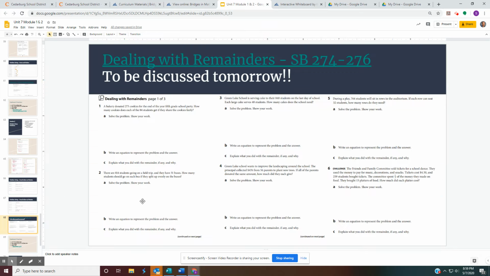Good work. All right. So take a look at pages 274 to 276. These are questions that are very similar to what you had on your pre-test, which asks you to do some division and then write an equation for that answer. So please remember all of the steps, okay? So read the problem, solve the problem and show your work, write an equation that represents the problem and the answer. So if this is 12 divided by 4 and you're doing your work for 12 divided by 4, you write your equation 12 divided by 4 equals 3.